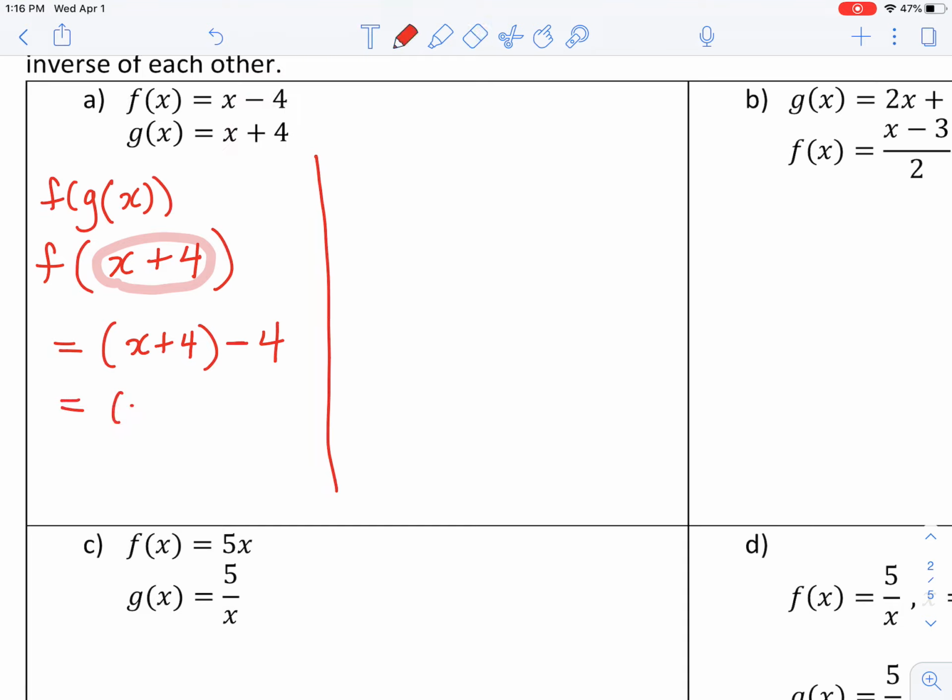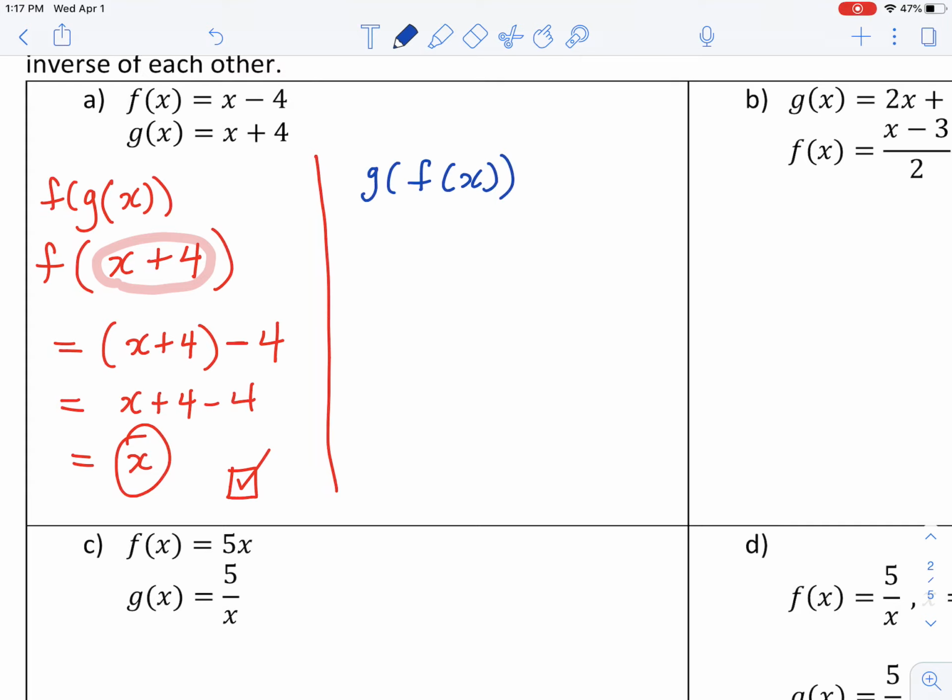Once you write it down, you just have to simplify this. I don't need parentheses here, right? I'm just going to say that's x plus 4 minus 4. Plus 4 and minus 4 cancel out. Therefore, we just get x. Now, it passed the first condition. So we're good. If it passes the first condition, then we move on to the second.